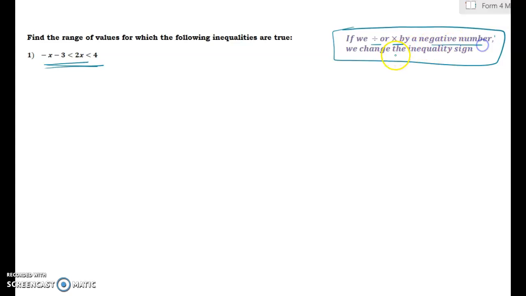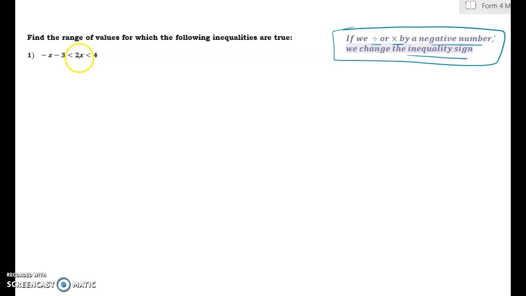So moving on to our first question. It says find a range of values for which the following inequalities are true. So this is our number 1 question, right? Now at the side here I'm reminded of the rules of inequalities, and they say if we divide or multiply by a negative number, we change the inequality sign. So we have to bear that in mind.